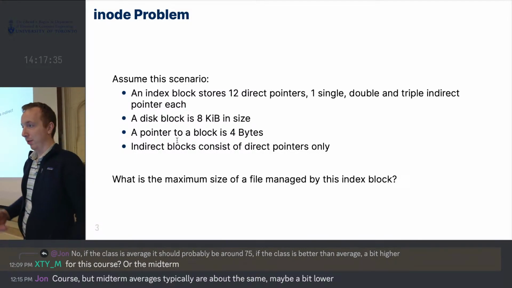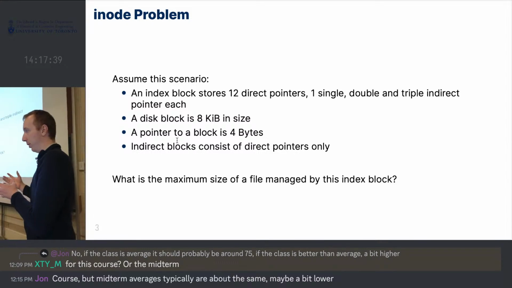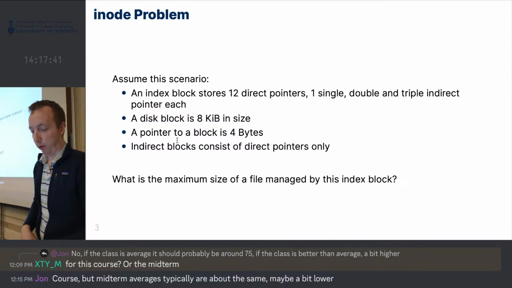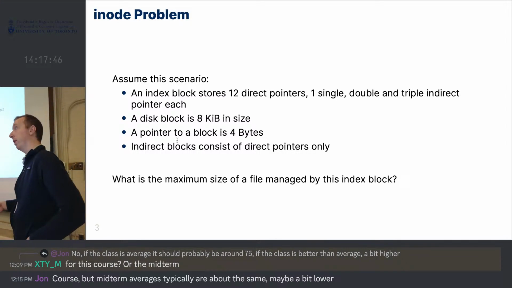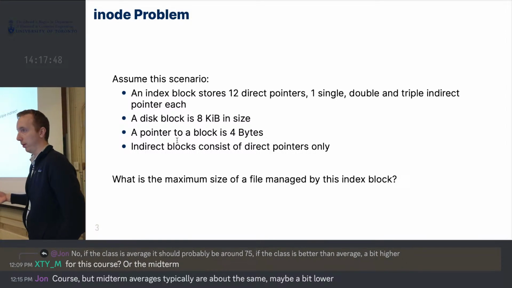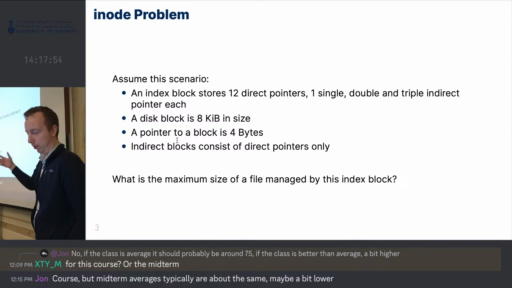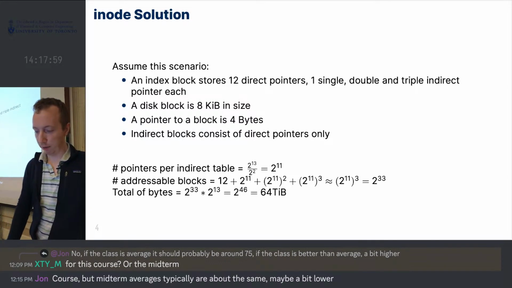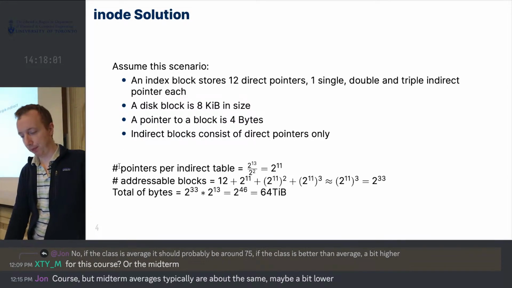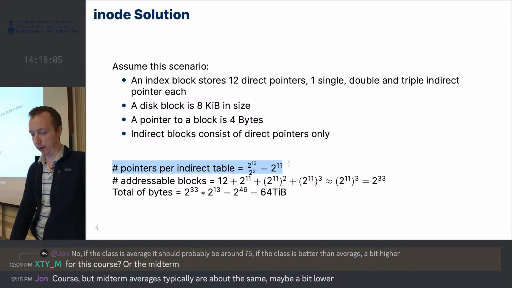Well, we can have 12 8-kilobyte blocks through direct pointers. Then through the single indirect, if we fill up a whole block full of pointers, we can fit 2 to the 11 pointers on a single block, so it'd be 2 to the 11 times the block size, which is what we figured out before, 16 megabytes. And here's the number of pointers for our indirect table. It's just how many pointers we can fit on a block.